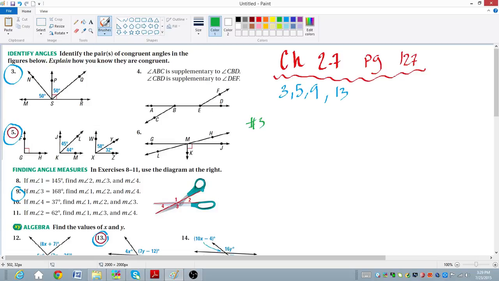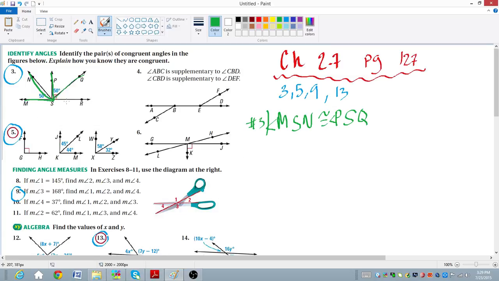Identify the pairs of congruent angles in the figures below. Explain how you know they're congruent. Well, I know that angle MSN and angle PSQ are congruent because, well, it says 50 right there. So put an angle SN is congruent to angle P, make sure you put the angle symbol, PSQ.